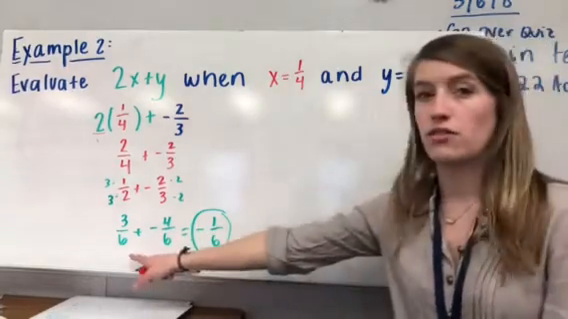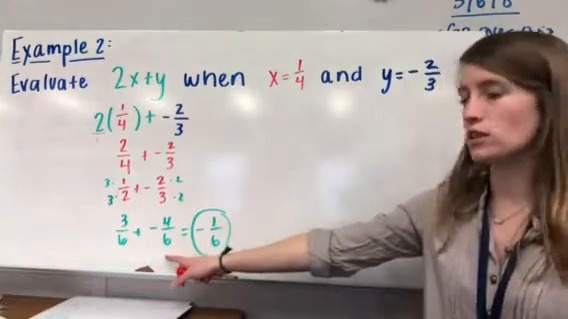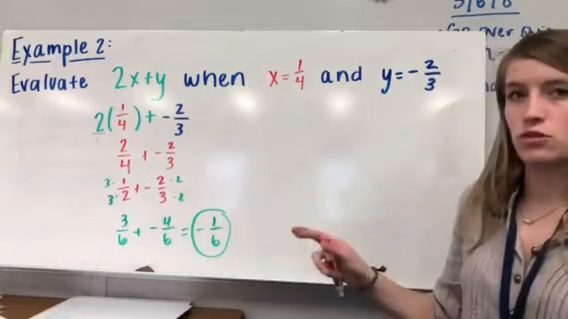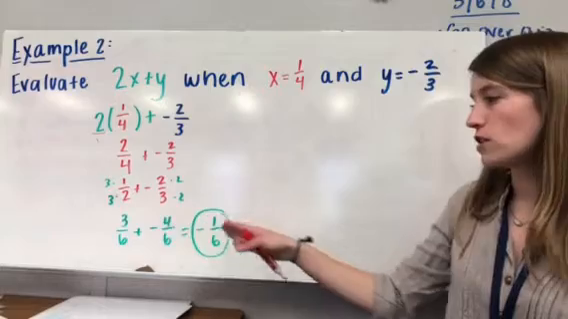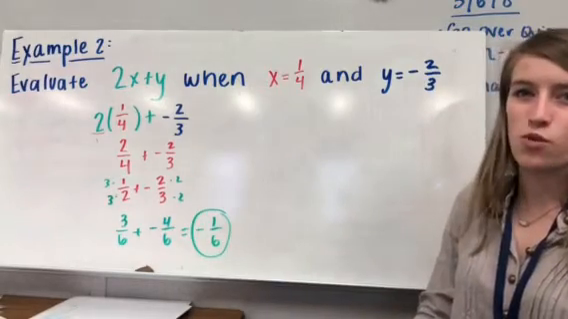Now you can see we have 3/6 plus negative 4/6. If I subtract those numerators, 4 minus 3 is 1. I keep the sign of the negative 4, so my final answer is negative 1/6.